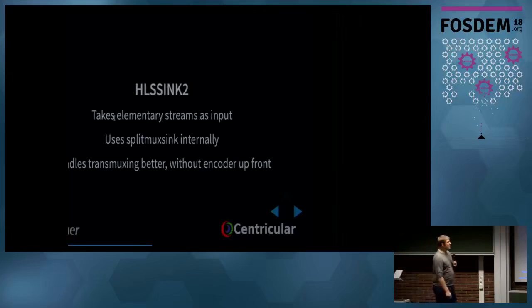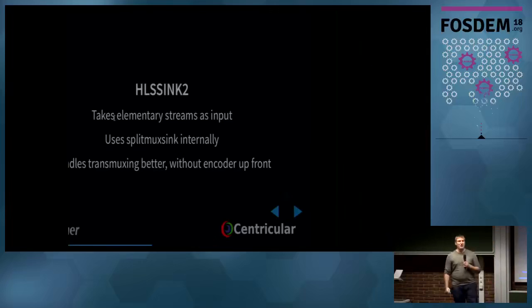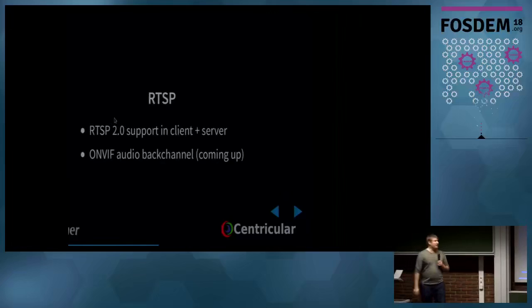HLS Sink 2, we had HLS Sink. You feed it an MPEG-TS stream, which is not always convenient. HLS Sink 2, basically you feed it elementary streams, so you give it an encoded video stream and an encoded audio stream, and it will do the splitting and muxing for you. It will use splitmuxsink internally, but it will work much nicer with content that is already encoded. HLS Sink kind of relies on an encoder up front, so it can force keyframes at the boundaries. HLS Sink 2 will work without that, so that's nicer, if that's the use case you need.